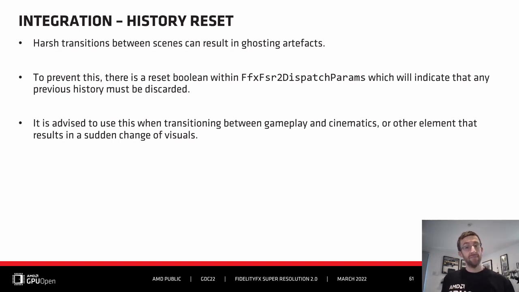The FSR 2.0 API exposes a reset boolean, which is used to indicate that previous history is invalid and should be discarded. This is very important to use when harsh visual transitions exist, such as going between gameplay and cinematics. If reset is not used, some ghosting of the existing scene may present, so when integrating FSR 2.0, please ensure this is correctly handled for the sharpest graphical experience.